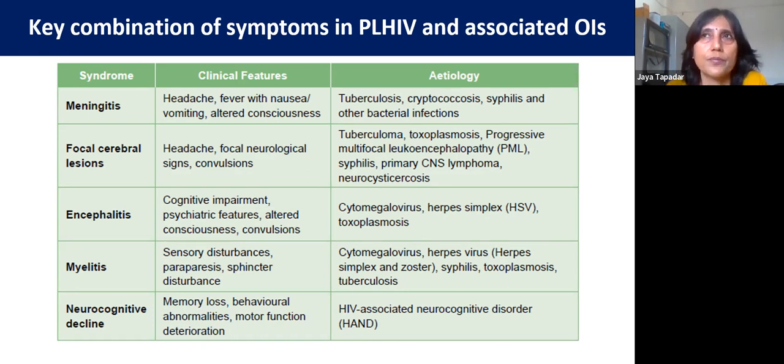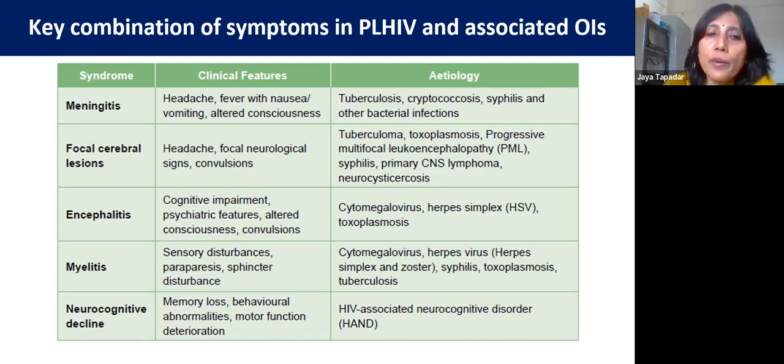The other way a patient can present is like an encephalitis, where there's less of headache, fever, and vomiting, but more of altered sensorium, convulsions, cognitive impairment, and psychiatric features. So that means brain parenchyma is involved. Your differentials at that time should be cytomegalovirus encephalopathy, or due to herpes simplex, or toxoplasmosis, which can cause both focal neurological deficit due to space occupying lesion as well as encephalitis. But space occupying lesions are much more common with toxoplasmosis.